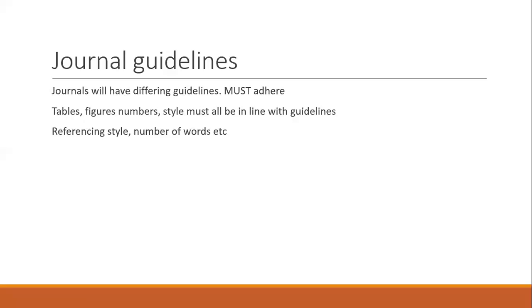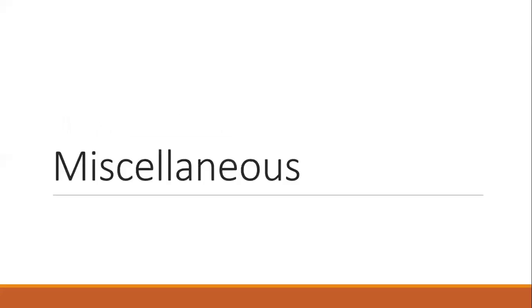Tables, figures, numbers, style, etc. must all be aligned with guidelines. Some of them will want lines for the table, some of them will not want lines, some of them will want only the horizontal lines, some of them will want only vertical lines. Whatever it is, you must follow the guidelines. Referencing style, like I already said, must be adhered to. Number of words must be adhered to, otherwise they will simply throw it out.